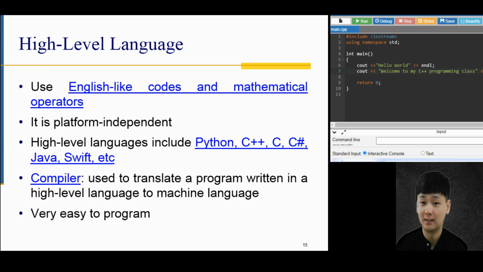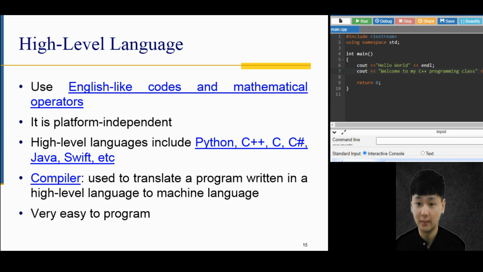So in the 1960s, the higher level language was developed. This higher level language uses English-like code and mathematical operators like plus, minus, star for multiplication, and division, and so on. So it is easier to understand compared to the machine language and also the assembly language. Some examples of higher level languages are Python, C++, C, C#, Java, and so on.